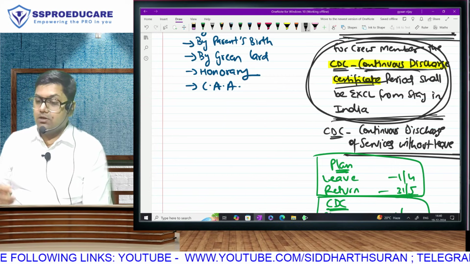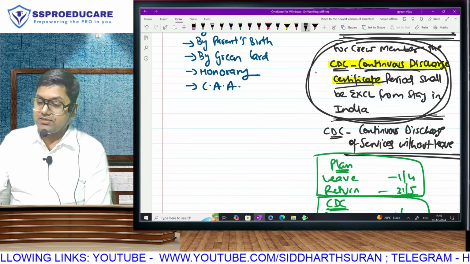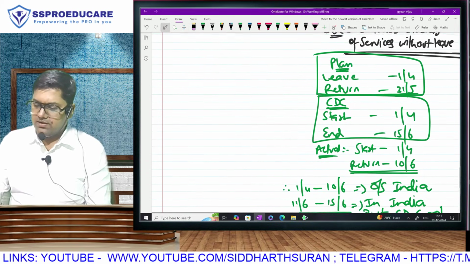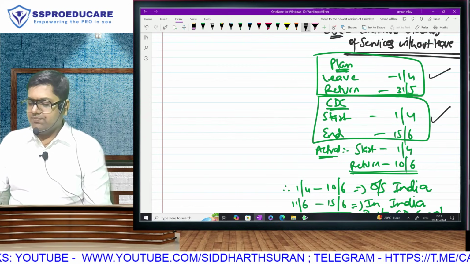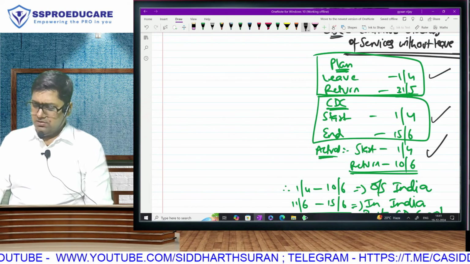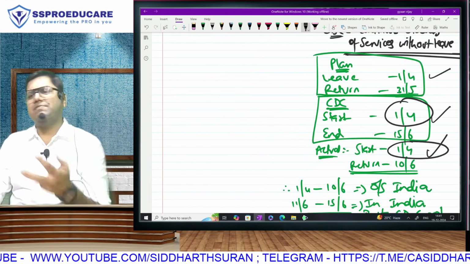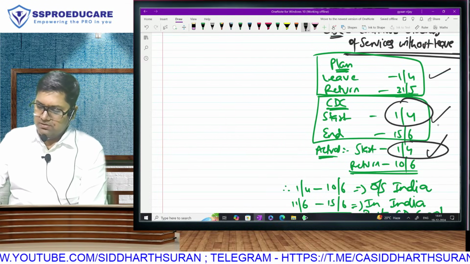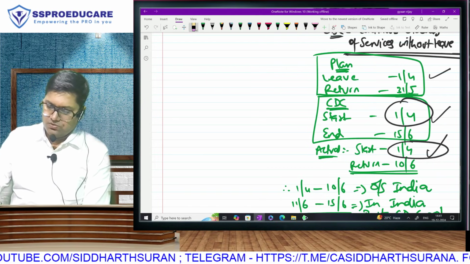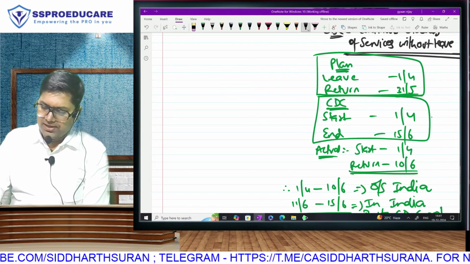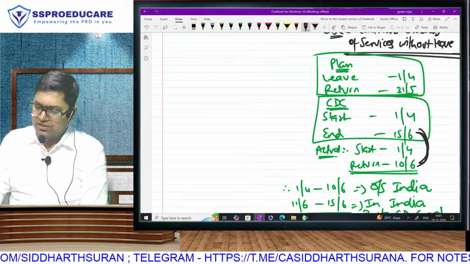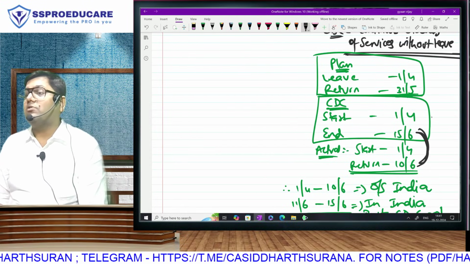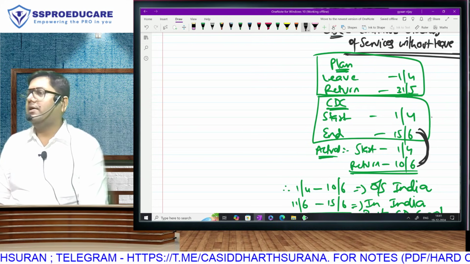Now, how did ICAI ask this question? They gave data of a crew member, similar data, planned date, CDC period and actual date. The CDC start date and journey start date will always be the same. End date was like this only. CDC will end when? 15 June. Journey ended when? 10 June. Means between 10th and 15th, where were you? In India, but we will count this as outside India.